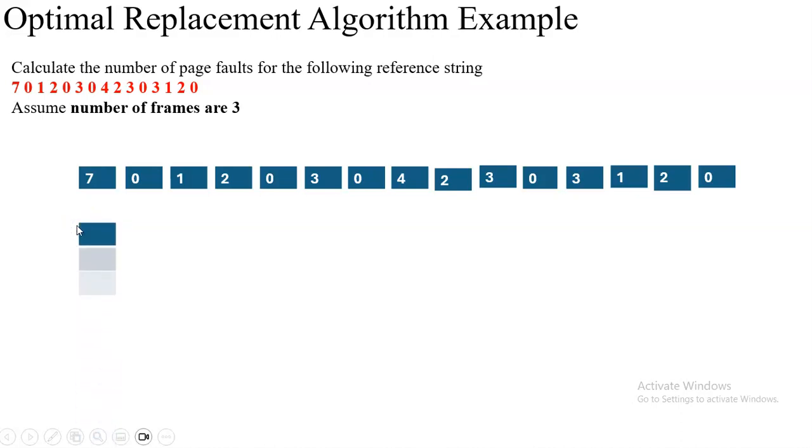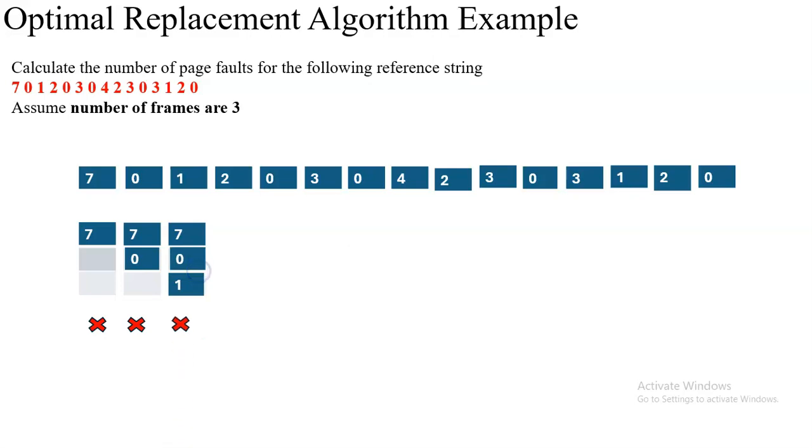So how many frames? 3 frames. Initially they are empty. Now we have to bring page number 7 into the frame. When we have to bring it into the main memory, that means it is a page fault. Now the second page that we require is 0. Is it there? It is not there. So again we have to bring 0 into the frame, and that is a page fault. Then comes 1. Check whether 1 is in the frame or not. No, it is not there, so we bring it, and again it is a page fault.